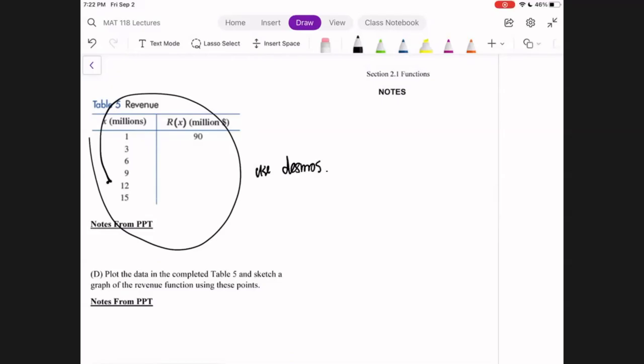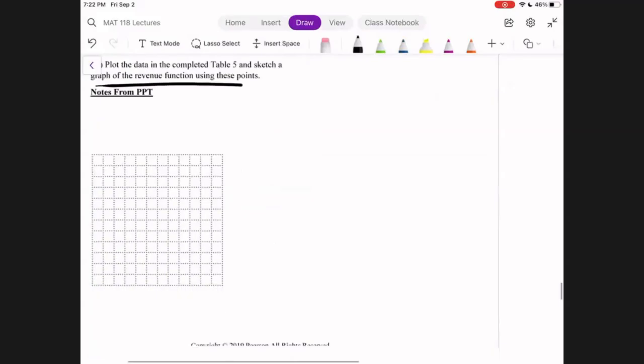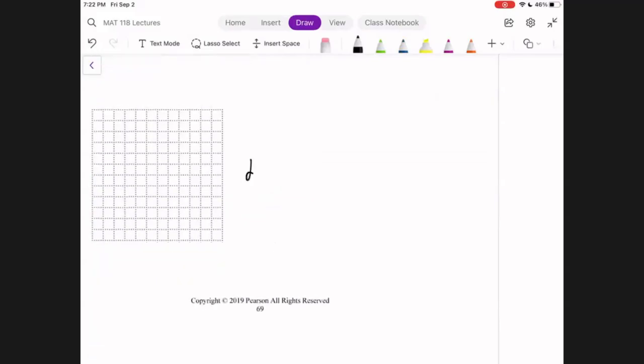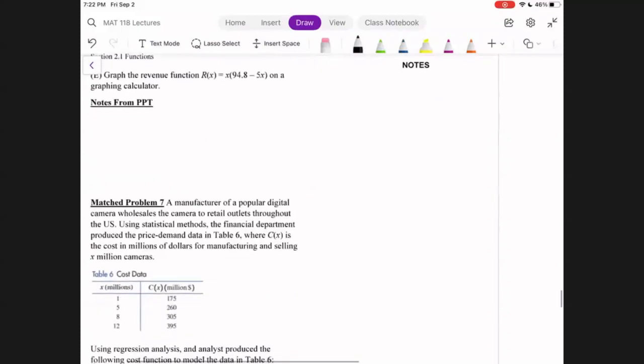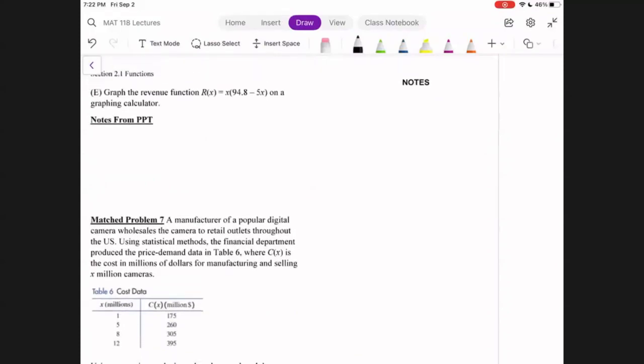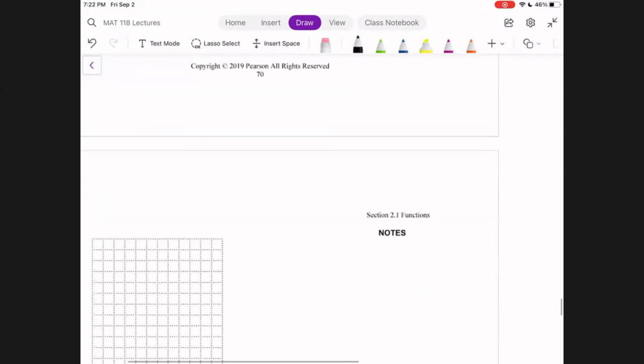Okay. And it wants you to sketch a graph using these points, so you could do that. So Desmos as well. So please get used to using Desmos for a lot of these things. And it says that's the last part here. So you have match problem 7, so you could go through that.